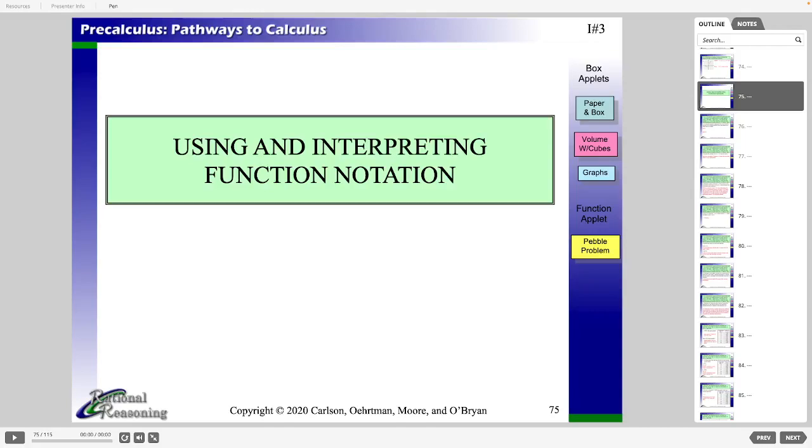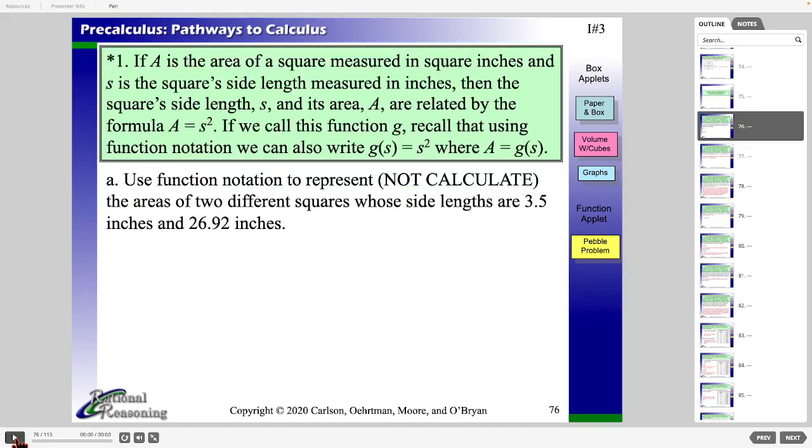So let's start walking through the PowerPoint presentation for section 3.3, and we'll look at how to use function notation and how to interpret it. Okay, so we'll start off with a question, looking at the area of a square.